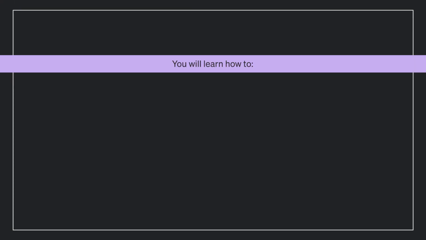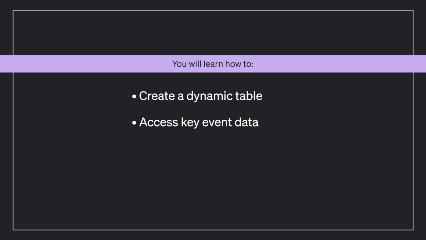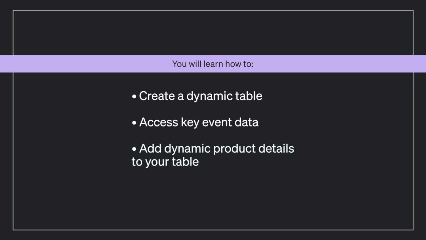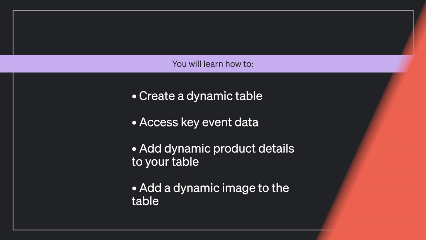We will walk through the following 4 steps: create a dynamic table, access key event data, add dynamic product details to your table, and finally, add a dynamic image to the table.